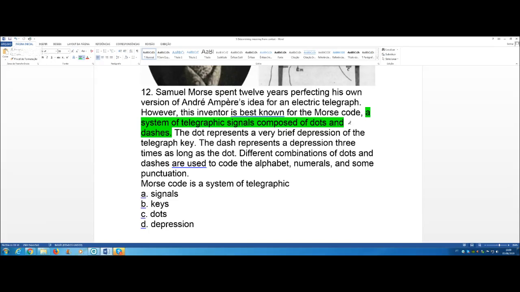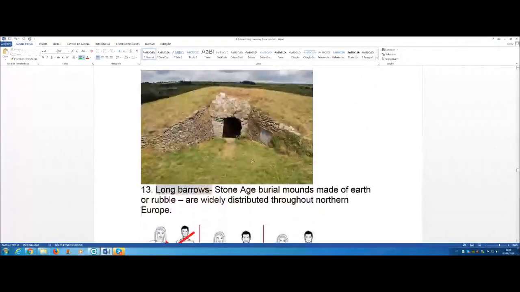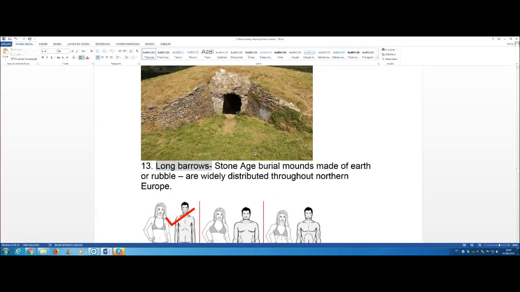And positive. Yes. You are in the right direction. You're doing a great job. Right.